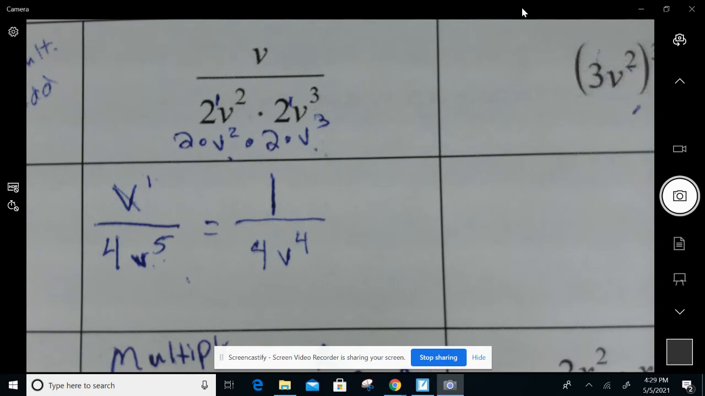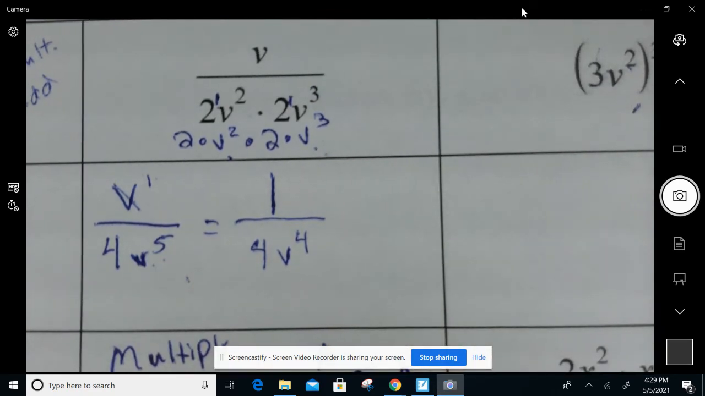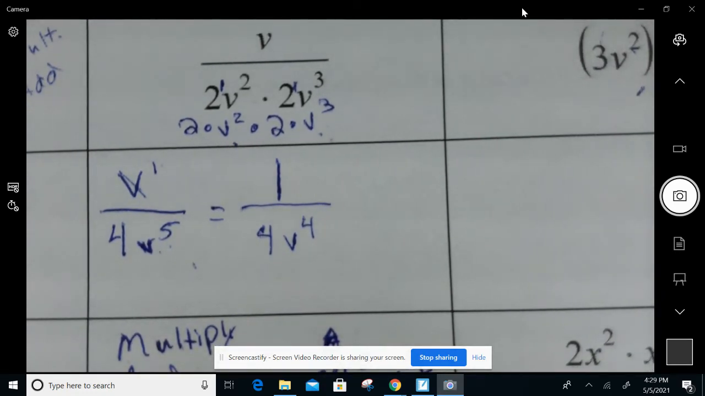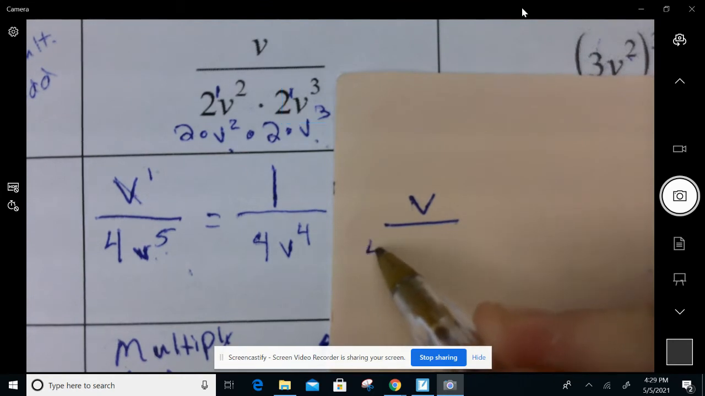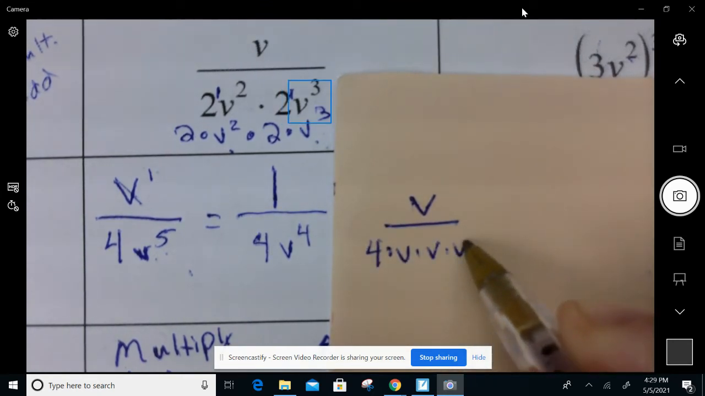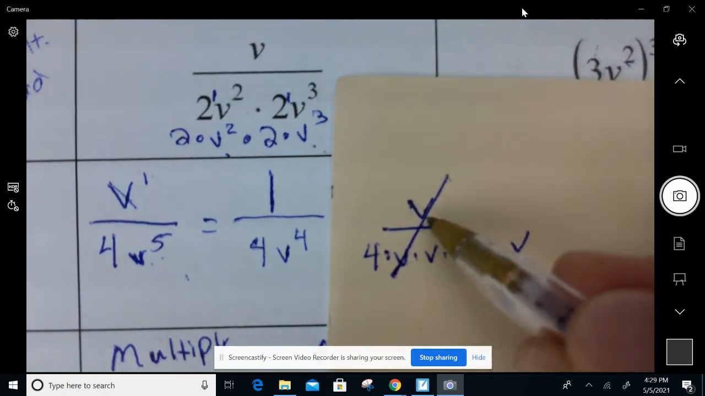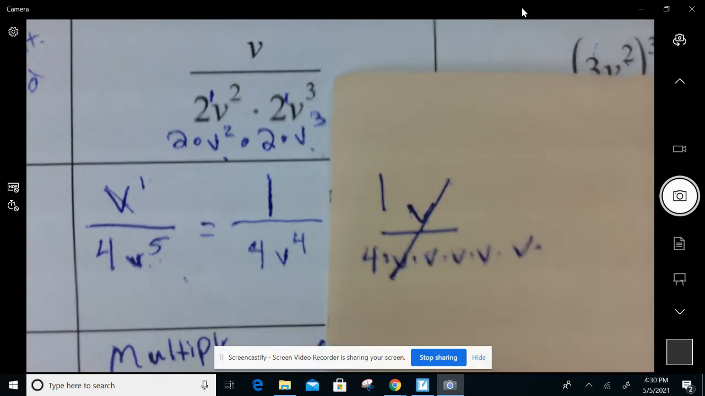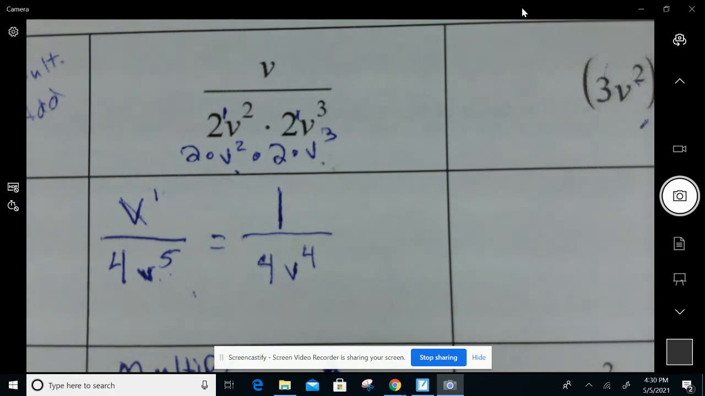on the bottom. Okay. If you need to, you can write it out as here. Let me grab some scrap paper here. If you want to write out v on top and then 4 times v times v times v times v times v, and then cancel a v, you can see, okay, nothing left on top. Put a 1, 1, 2, 3, 4. All right. If you want to write it in an expanded form, you definitely can. All right.